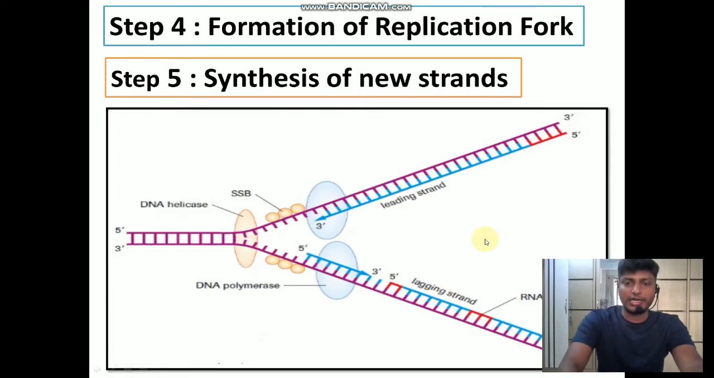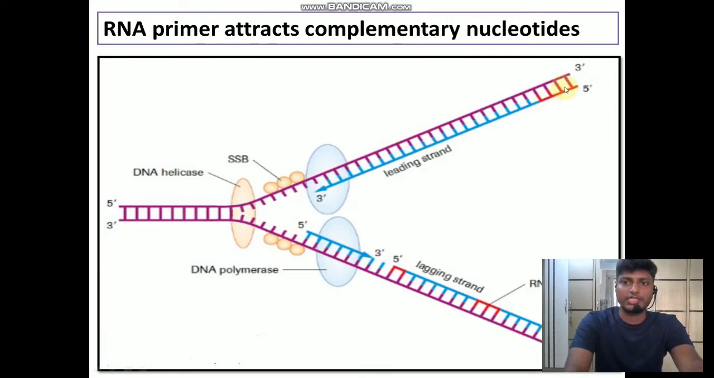Now please try and understand dear students, for the formation of the leading strand or the lagging strand, there is a requirement of a small RNA molecule. As you can see in this picture, there is this red color molecule attached at the 3' end, which is nothing but a small RNA molecule. What is that small RNA molecule called? This is known as the RNA primer. Now what's the role of RNA primer, guys? RNA primer actually attracts the complementary nucleotides, or you can say it initiates the process of DNA. That means it starts the formation of the new strand.